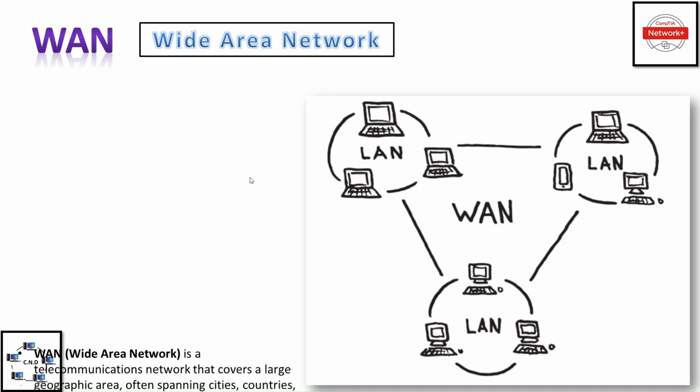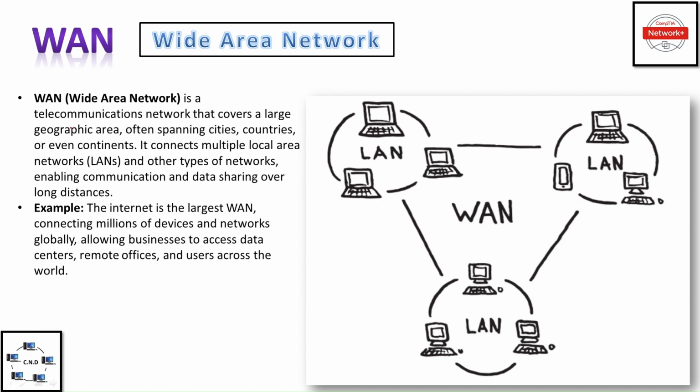WAN, Wide Area Network. WAN, Wide Area Network, is a telecommunication network that covers a large geographic area, often spanning cities, countries, or even continents. It connects multiple local area networks, that is LANs, and other types of networks, enabling communication and data sharing over long distances. For example, the internet is the largest WAN, connecting millions of devices and networks globally, allowing businesses to access data centers, remote offices, and users across the world.